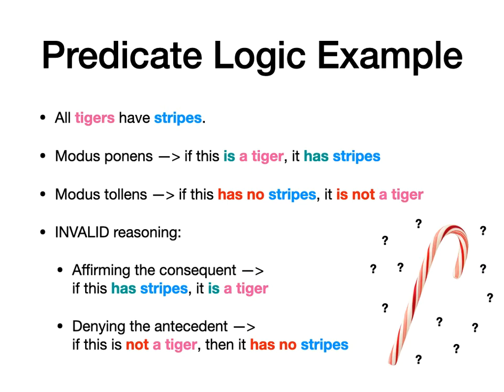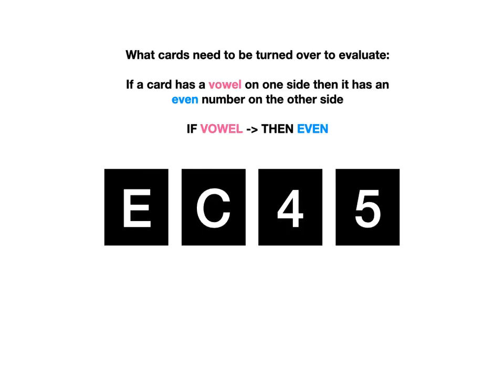This is a logical capability that we have as human beings, and it's a real pain in the butt to put down on paper because we're actually not very good at this kind of logic, and I can show you why. So this is the task, the Wason selection task. Which cards need to be turned over to evaluate this premise, whether or not it's true?